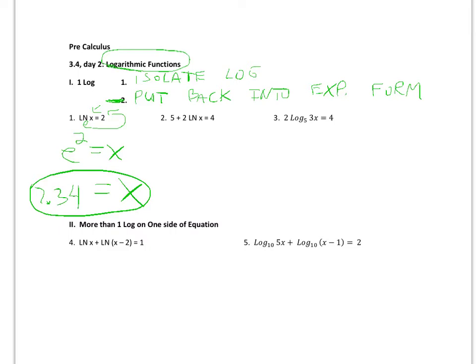Now number 3, here's the big thing with number 3. You want to get this by itself, the log base 5 of 3x. Now the logarithm, it's not completely by itself. It's 2 times the logarithm. So you want to get the log and the argument, which is 3x, completely by itself. So I'm going to divide by 2. That cancels out. Divide the right side by 2. So then I have log base 5 of 3x, and 4 divided by 2 gives me 2.